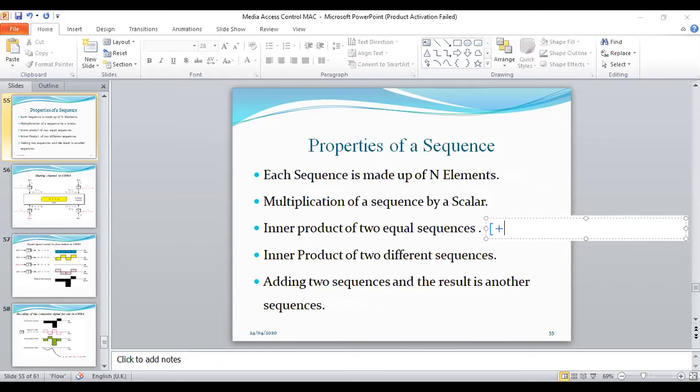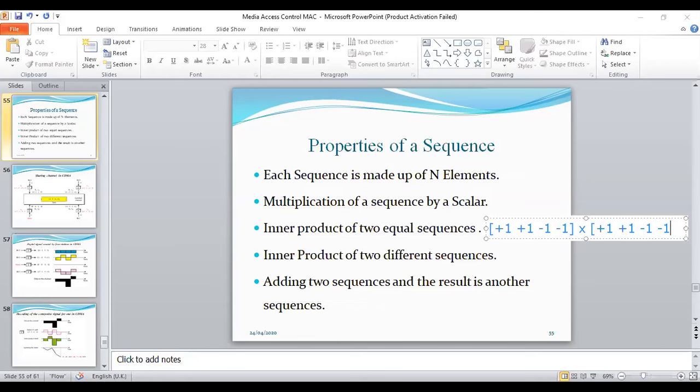Let us take the first value as plus one, then another plus one, then minus one, and one more minus one. You need to multiply this with an equal sequence. An equal sequence in the sense should have the same values: plus one, plus one, minus one, minus one. You need to multiply these.